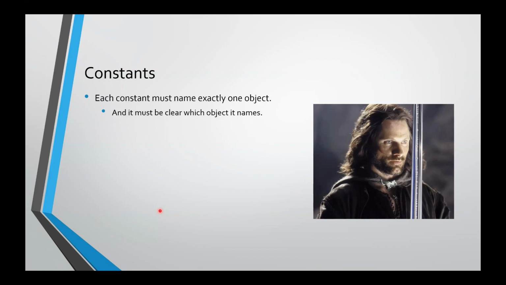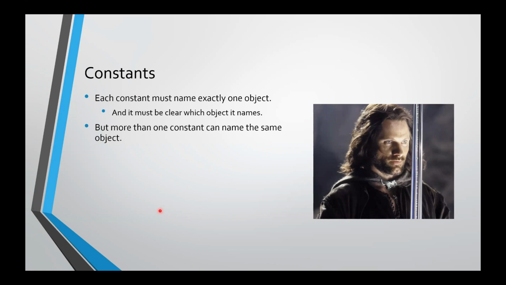Now that is actually Aragorn from Lord of the Rings, and it illustrates something else that we have, right? Which is that more than one constant can name the same object. In fact, remember that the only stipulation on a universe of discourse is that it has to have at least one object in it. If you have a universe of discourse that only has one object in it, then every constant names the same object because there's only one possibility there.